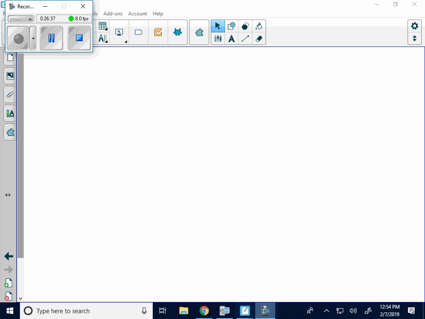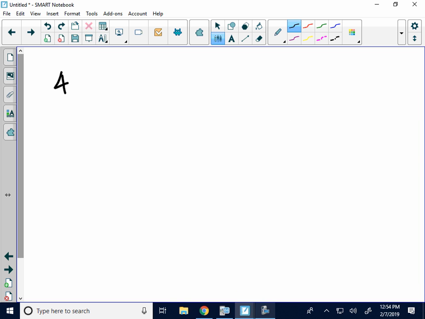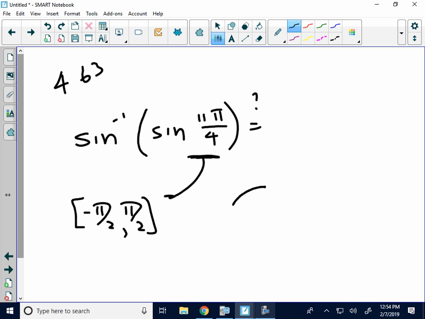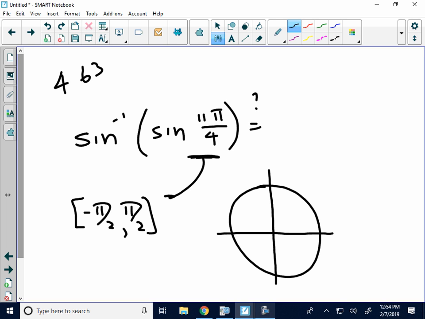Okay, same page, page 463. Here's a problem that has the sine inverse of the sine of 11 pi over 4, and you're supposed to figure out what that is without a calculator. Okay, so once again, we look at the input here. We know it's supposed to be between negative pi over 2 and positive pi over 2. Let me get a little circle going. And let's see, this is a positive rotation, so we are going this way. But this says 11 pi over 4.